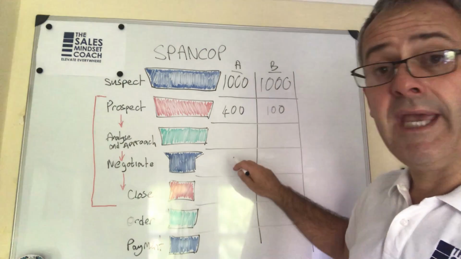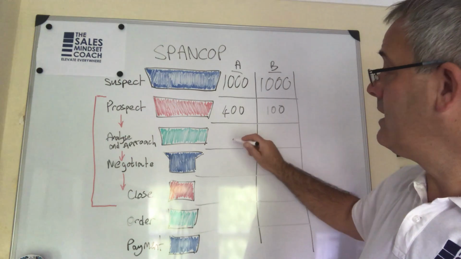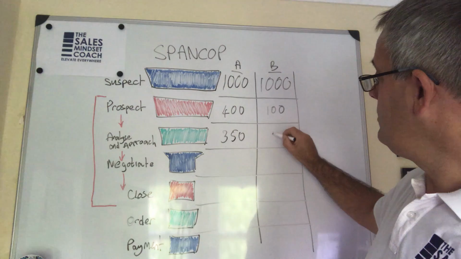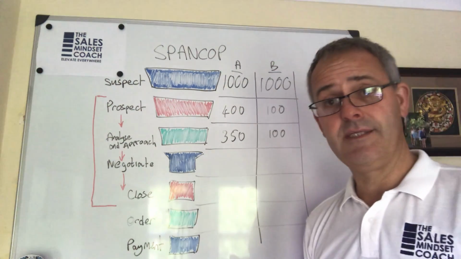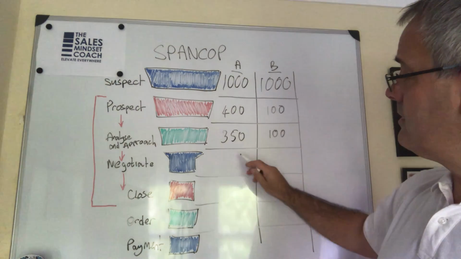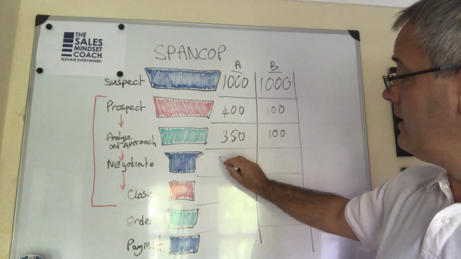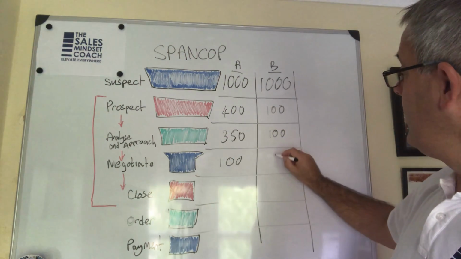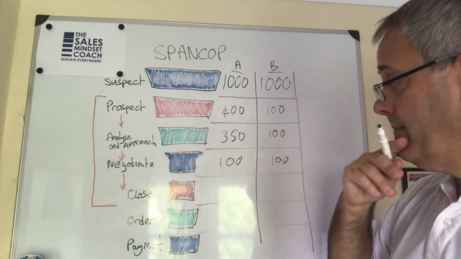You've carried on your mapping out activity, and what you've carried forward into your analyze and approach phase is 350 here, and you've carried over all 100 here, right? So that's where we are with our numbers. And then as you've moved down into your sales pipeline, we're already dropping down to 100 in the negotiate phase here, and we're still at 100 in B.